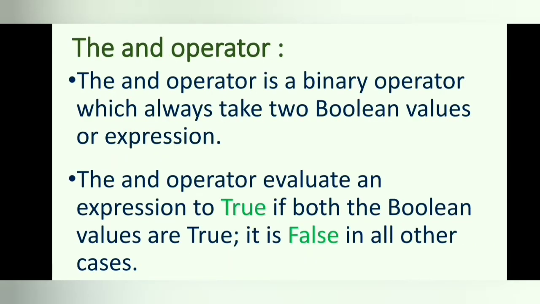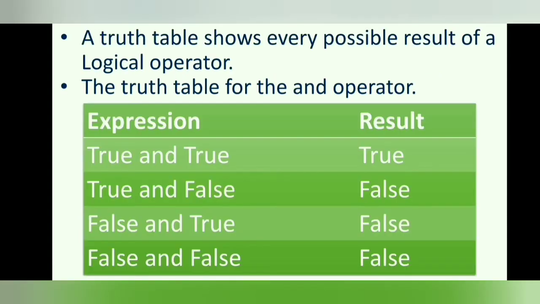The AND operator. The AND operator is a binary operator which always takes 2 Boolean values or expressions. The AND operator evaluates an expression to true if both the Boolean values are true. It is false in all other cases.